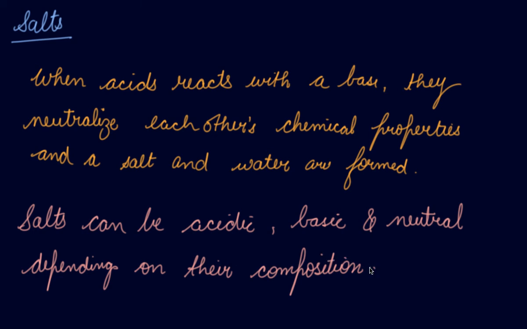Right? So these chemical compounds can be divided into these three broad categories that we have studied: the acids, bases, and salts. I hope you have understood the acids in the previous video and the bases and salts in this video.